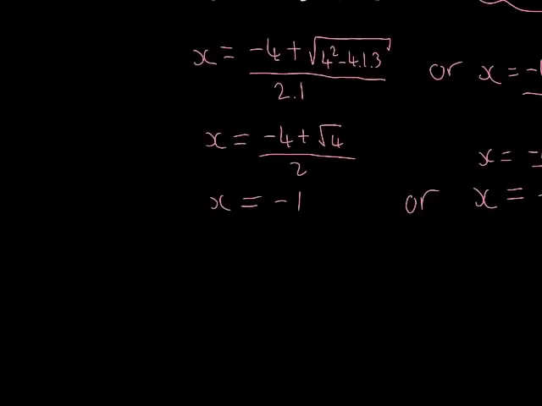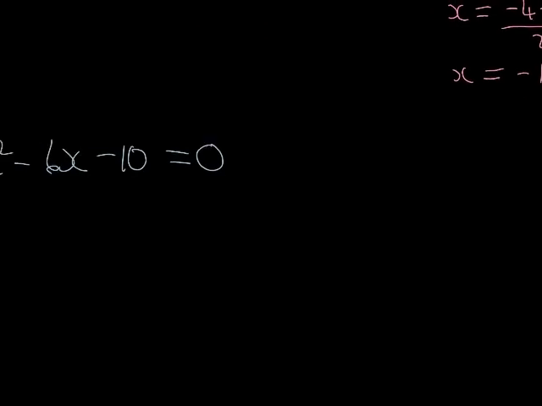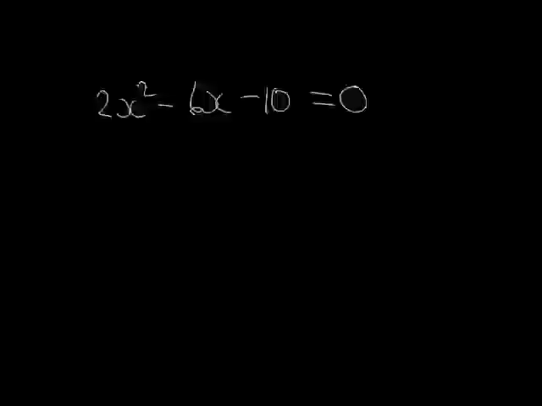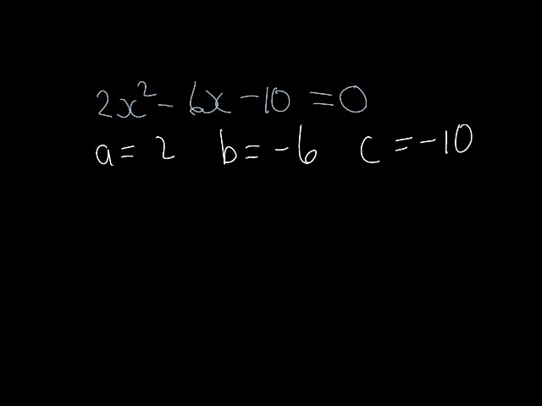Okay, let's try another example. Let's try something which is similar but not the same. So this is actually the same quadratic we encountered when we first got introduced to completing the square, and we're going to use the formula this time to try and solve it, and we should get the same answer. So we have a is 2, b is minus 6, and c is minus 10.